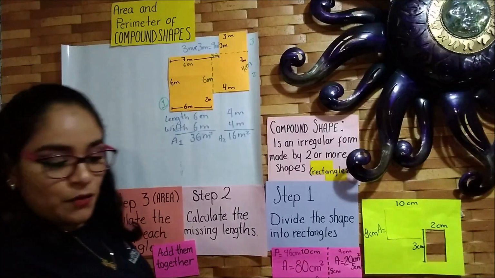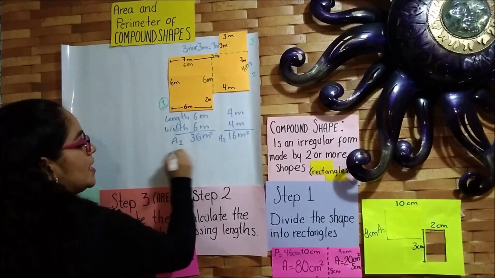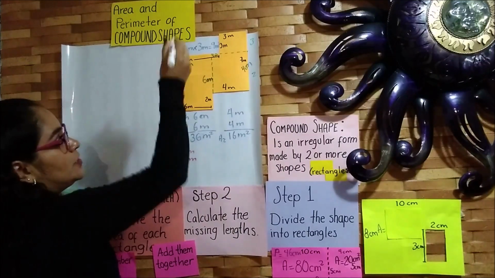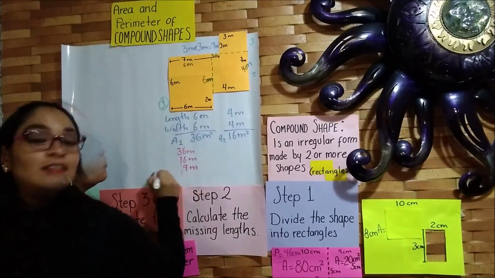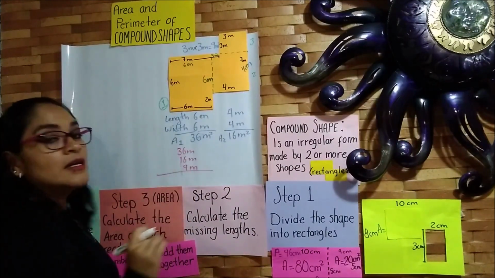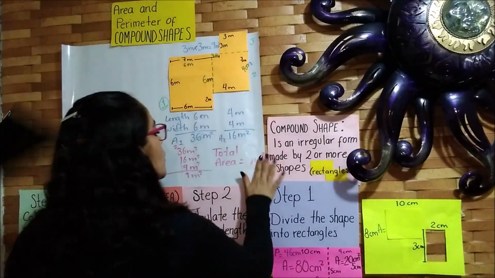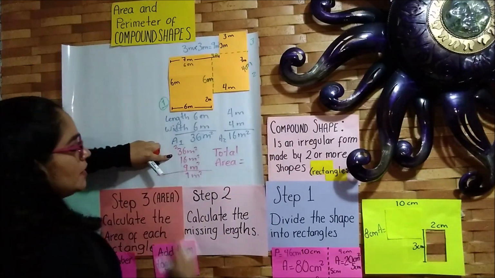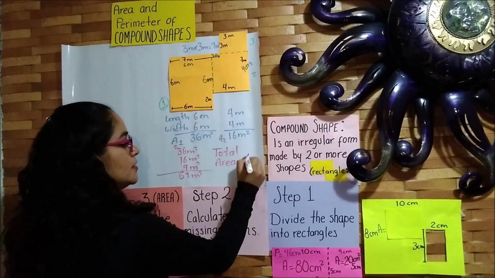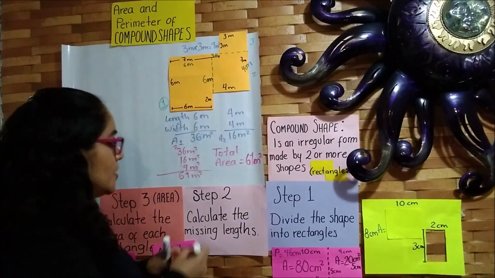We already have our 3 areas, so we're going to add them together. Area 1, 36 meters. Area 2, 16 meters. And area 3, 9 meters. My answer is going to be 6 plus 6, 12, plus 9, 21. So we have 3 plus 1, 4, plus 2, 6. My total area is 61 square meters. Okay?